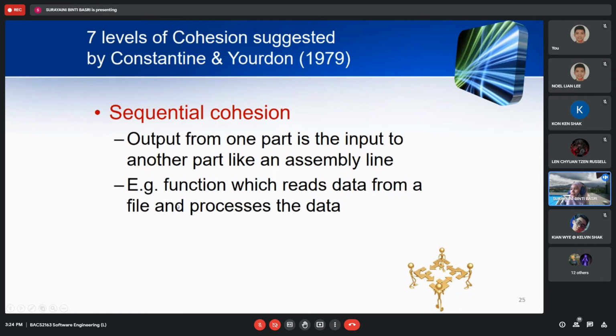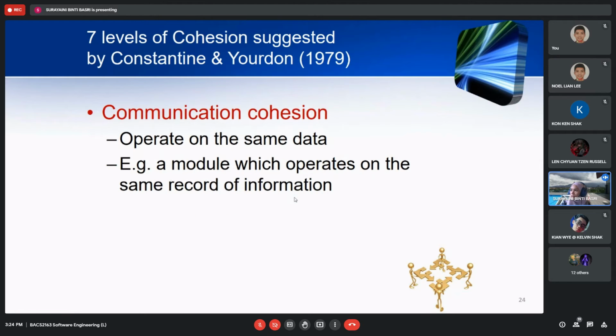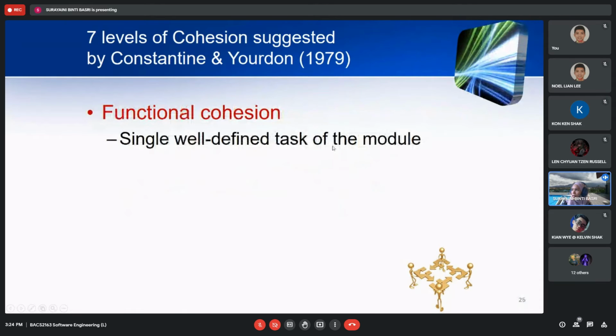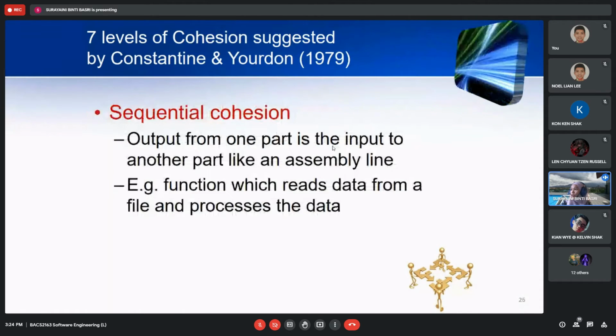Okay, so for example here, the function which reads data from a file and processes the data. This is more or less similar to the previous cohesion, procedural cohesion, but that one is because of the sequence of execution. Here it is based on the output and input of each part. The part here may be referring to a module or maybe a function.